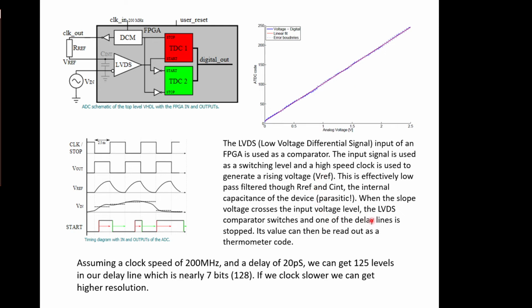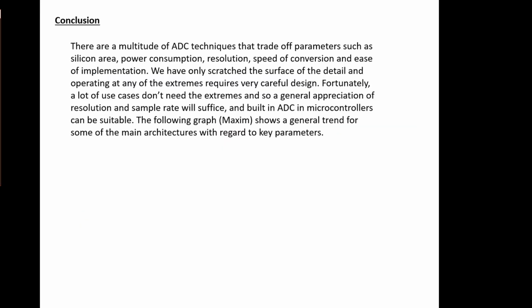What are the details on this? So assuming a clock speed of 200 megahertz and a delay of 20 picoseconds through the system, you can get 125 levels in our delay line, which is nearly 7 bits of resolution. And if you clock slower than that, you can put more logic gates in the train, and you can get a higher resolution. So it's entirely programmable by yourself. It's quite neat. This is a double-sided system, that's why it's got two of these. So he's doubling the speed of that. So that's quite a neat idea, really.